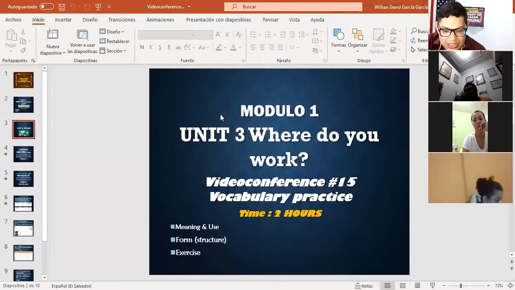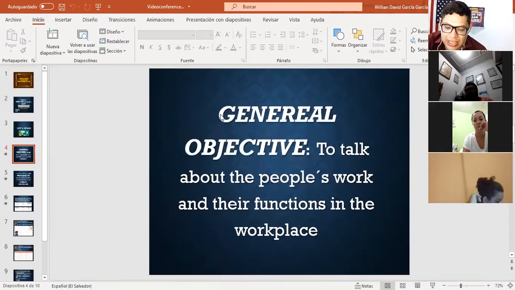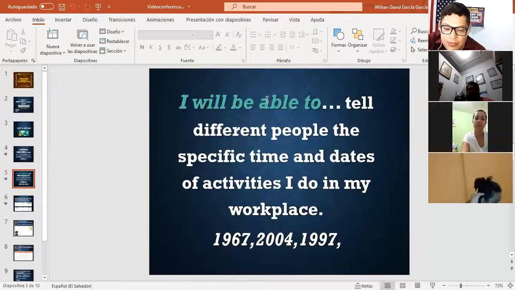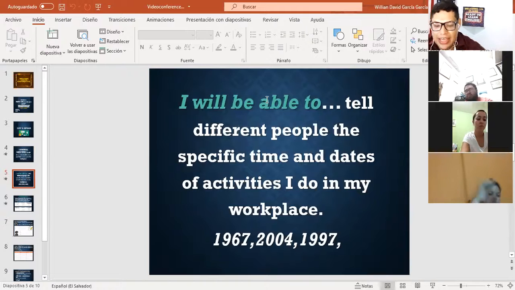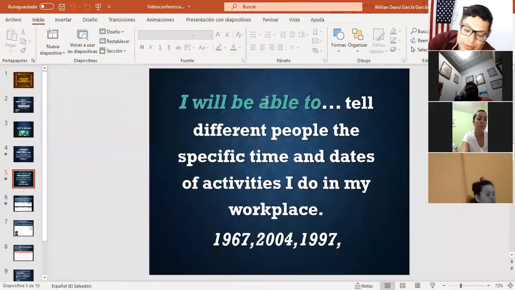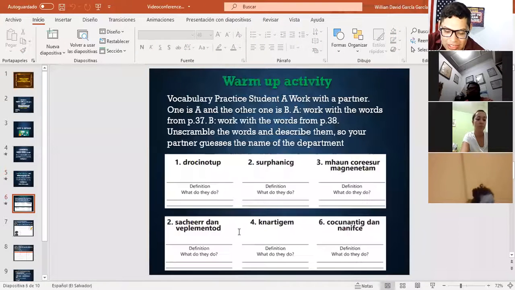And we're going to start with the first activity. Is to talk about people's work and the functions in the workplace. El objetivo principal es hablar acerca de las funciones que tenemos nosotros en the workplace. Es decir, que al final de esta semana, usted va a saber cómo decir qué hace, qué actividades hace, what about the schedule, con qué frecuencia las hace, y utilizando las prepositions of time. And also it says, I will be able to tell different people the specific time and dates of activities I do in my workplace. Y ahí, pues, vemos acá algunos, parte del contenido.